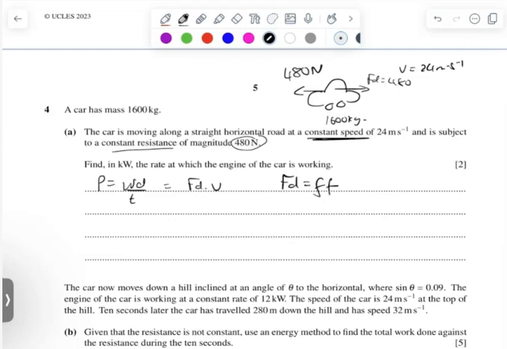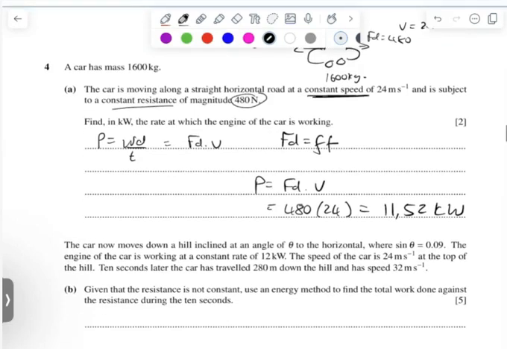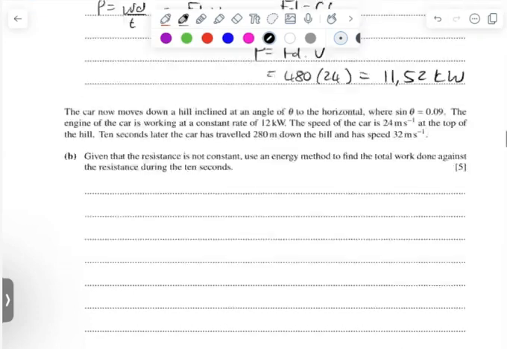Then I'm going to say power is my driving force times my velocity, which is 480 newtons, and it's going at 24 meters per second. That gives me power, and they want power in kilowatts. So I'm just going to round off. It's 11.52 kilowatts. So it's 11,520 watts. Okay, goodness.